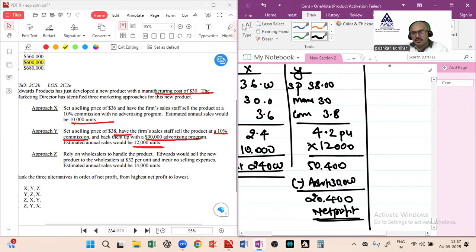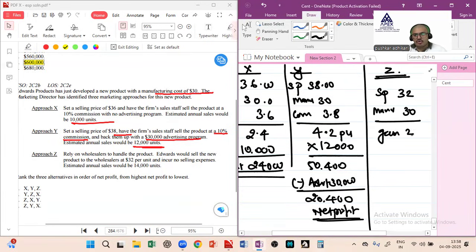Now let's talk about case Z. What are they saying? Rely on the wholesalers to handle the product. Don't do anything on your own. Just have a selling price of 32. Sell it at 32. Buy it at a manufacturing cost of 30. That's it. No selling expenses. So your direct gain is 2 per unit.